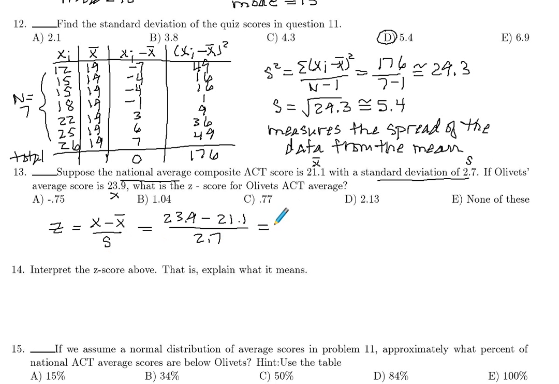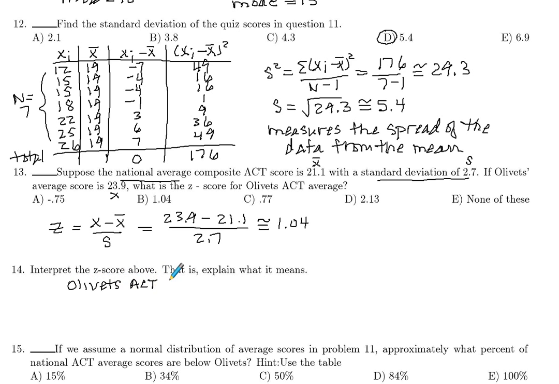So if you plug these into the calculator, round to 2 decimal places, you get 1.04. Okay, and what does that z-score mean? So number 14, interpret the z-score above, explain what it means. What it means is that the GPA that's associated with the z-score of 1.04 is 1.04 standard deviations above the mean.